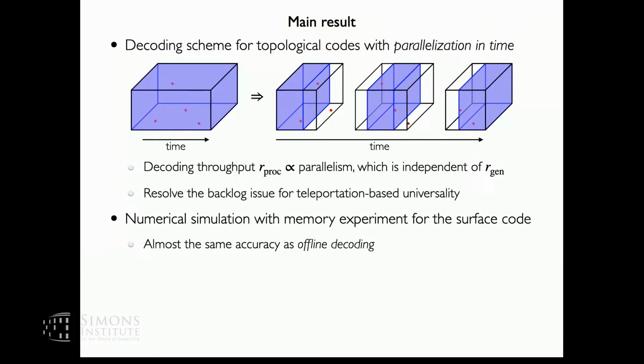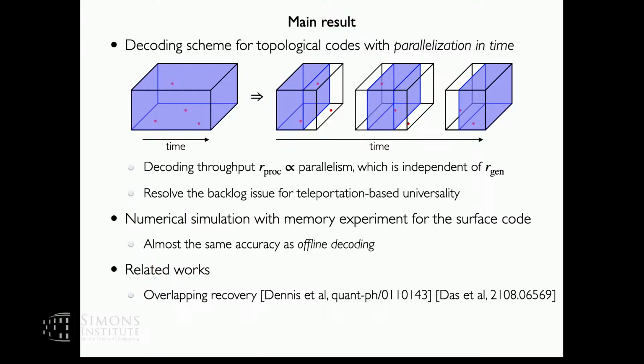Yeah, so another thing about fault tolerance is we also care about accuracy, in addition to having a fast processing speed. So we did numerical simulations saying that if you properly choose your buffer size, then your memory experiment, the logical error rate, will be almost the same as if you do offline decoding. And by offline here, I mean you just wait until everything is over and you take everything into your decoders. So this is essentially the best thing you can do if you fix an inner decoding algorithm.